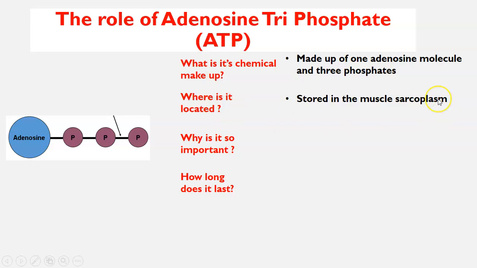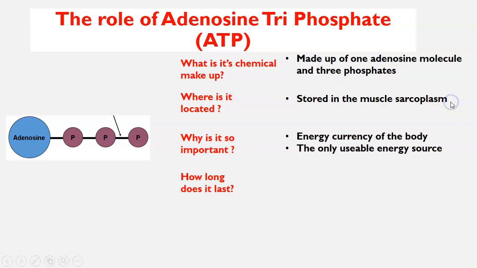The muscle sarcoplasm is where we actually get the contraction of a muscle fibre. We've got loads of layers of muscle and loads of different anatomical terminology for the muscles. However, the sarcoplasm is where the ATP is located. Now, why is it so important? I've already said it.